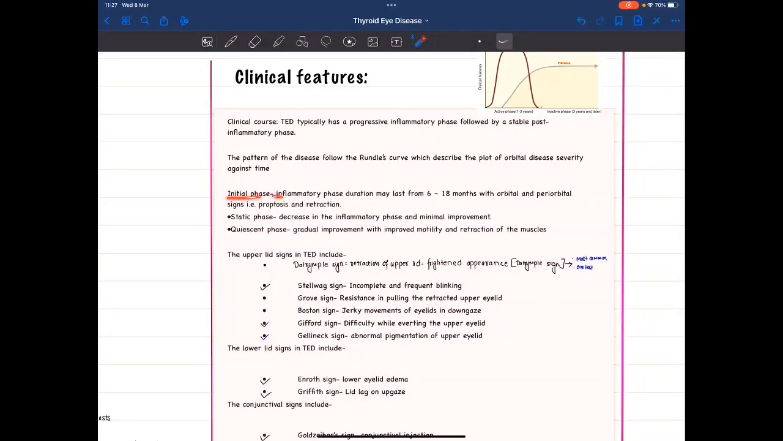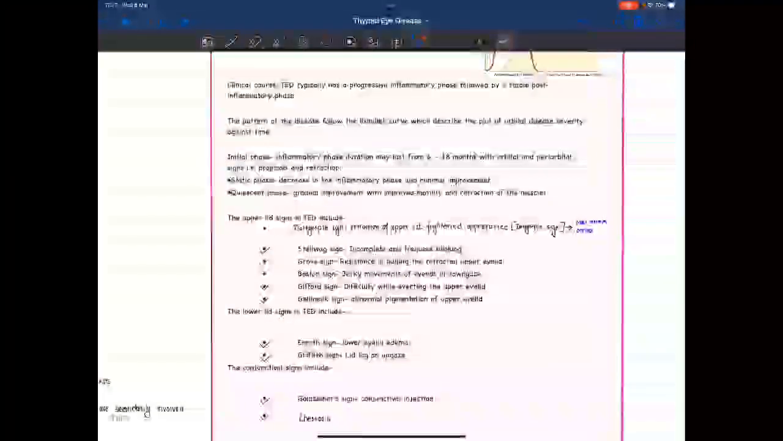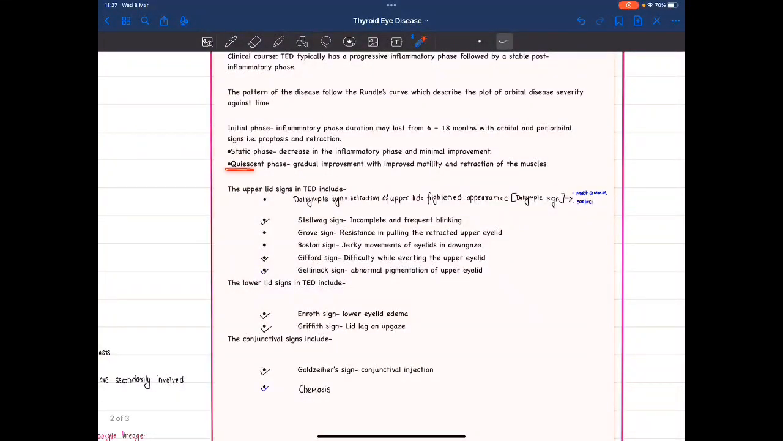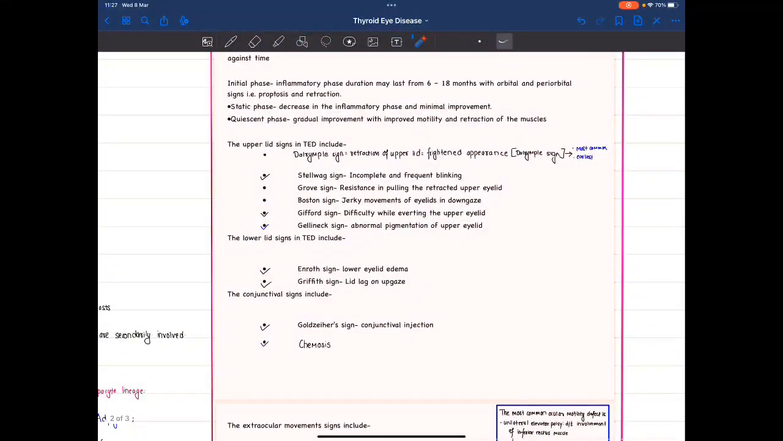Initial phase, inflammatory phase, and after that there is the quiescent phase. There is gradual improvement with improved motility and retraction of muscles. So what are the signs and symptoms? Upper eyelid signs in thyroid eye disease include: first, the most common and earliest, Dalrymple sign. Retraction of the upper lid that gives a frightened appearance is known as Dalrymple sign.